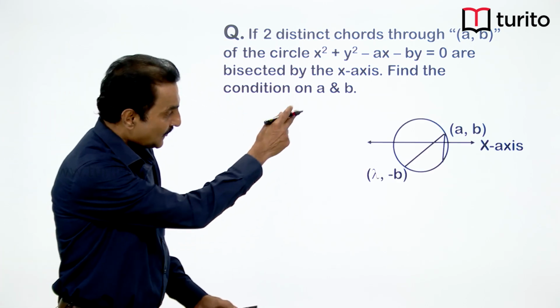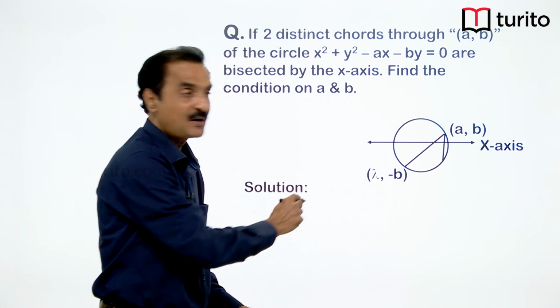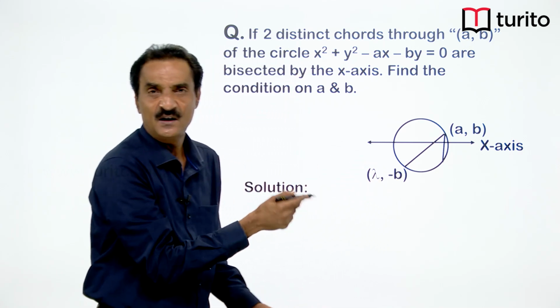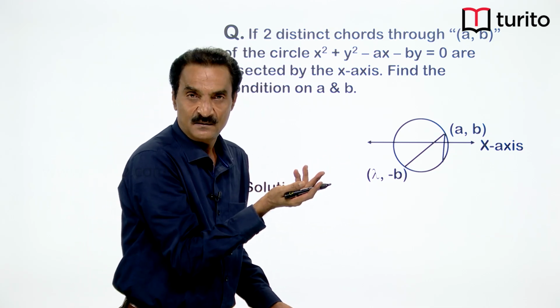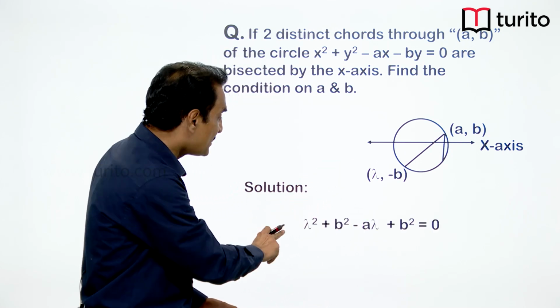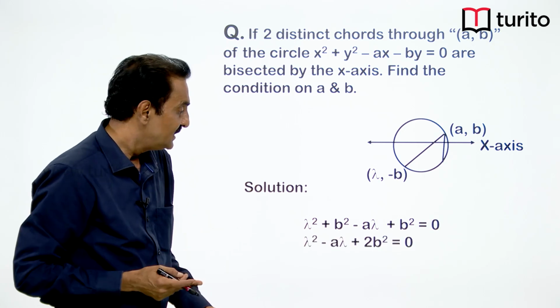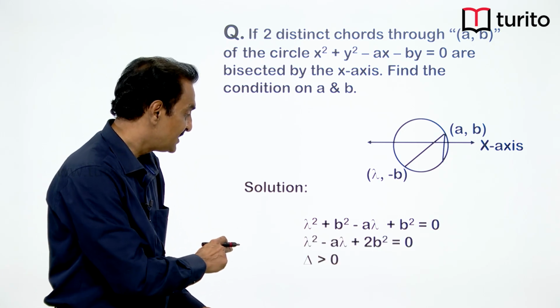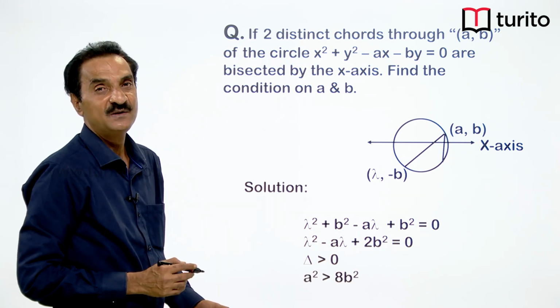Now, the same thing, I took lambda comma minus b. Instead of alpha, we can take anything, lambda comma minus b, where the number of values of lambda depends on the number of roots of this quadratic equation. This quadratic equation should have distinct real roots. So, condition is delta greater than 0, we get a square is greater than 8b square, right.